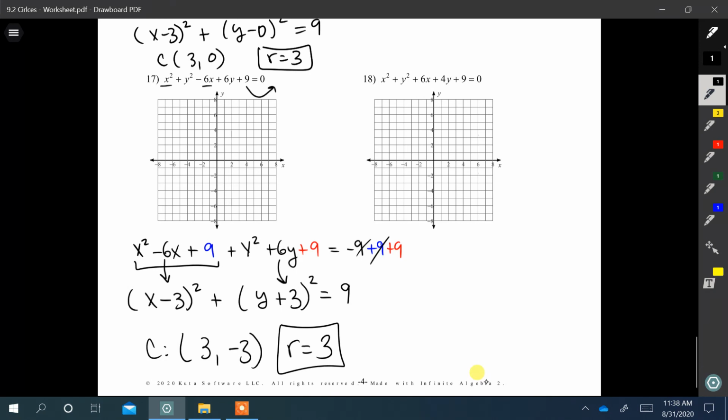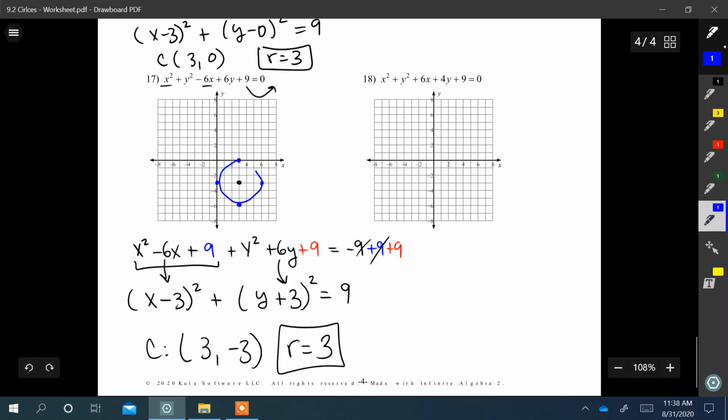So 3 and -3, I believe that's right there. And then the radius is 3, once again. 1, 2, and 3 right there. 3 right there, 3 right there, and 3 right there. We draw a circle right there. And that's all we gotta do.